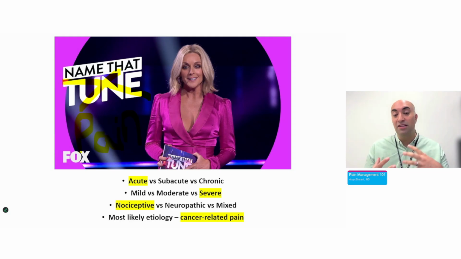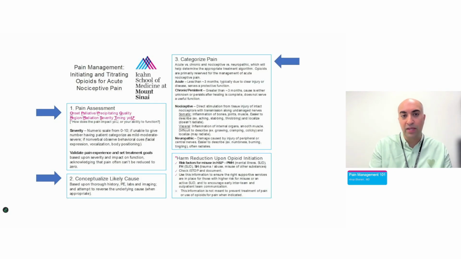So in this case, this feels like acute, severe pain. He's saying it's 8 out of 10, nociceptive, sharp, throbbing pain, and most likely related to cancer, which helps guide how we're going to approach the pain syndrome.